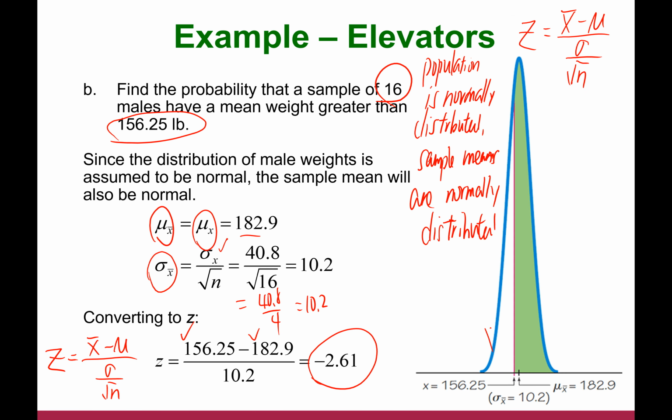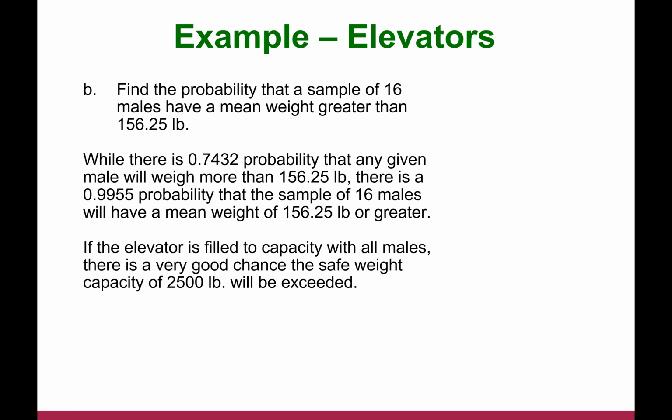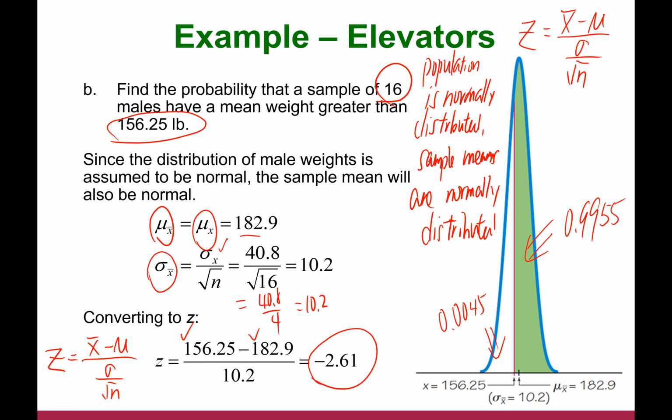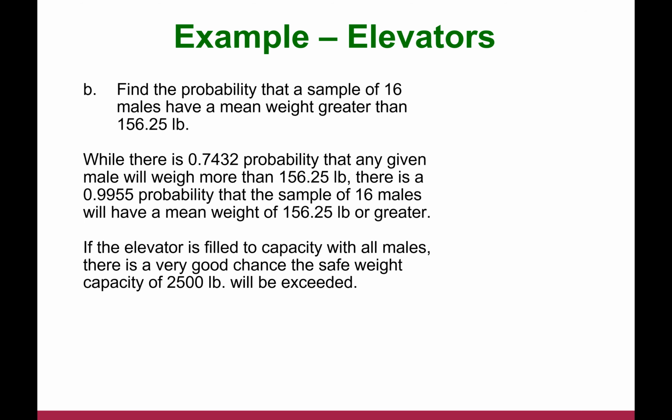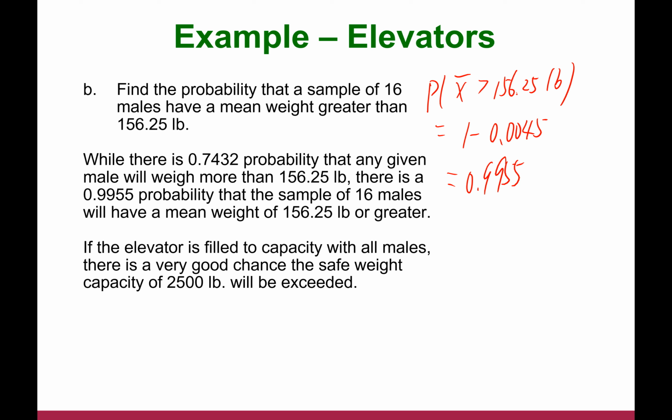That means the area on this side is 0.0045, so the area on the right will be 0.9955. That means the probability for average weight greater than 156.25 equals 1 minus 0.0045, which is 0.9955. That means this chance is a lot higher, almost like 100%.